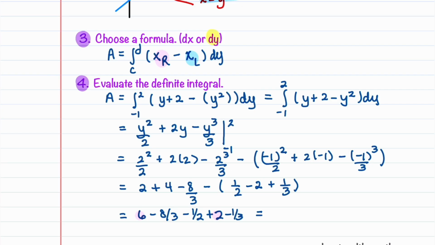6 and 2 is equal to 8. So we have 8. And then we have minus 8/3 minus 1/3. That is minus 9 over 3, which is minus 3. And then minus 1/2. So this is 5 minus 1/2, which is equal to 9 over 2. Our area then between our two curves is equal to 9 over 2, or 4.5.